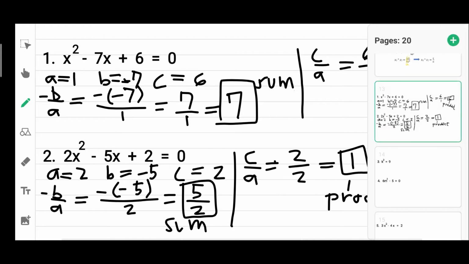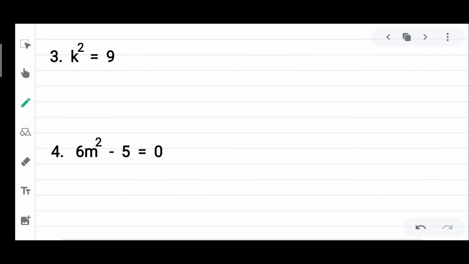For our third example, we have x squared equals 9. So first, kailangan muna natin itong i-arrange in standard form kasi hindi siya naka-standard form, tama? So kailangan ilipat natin si 9 sa kabila. So, we have x squared. Pag nilipat mo si positive 9, magiging negative 9 equals 0. And that's the right time na maglalagay na tayo ng values ng A, B, and C.